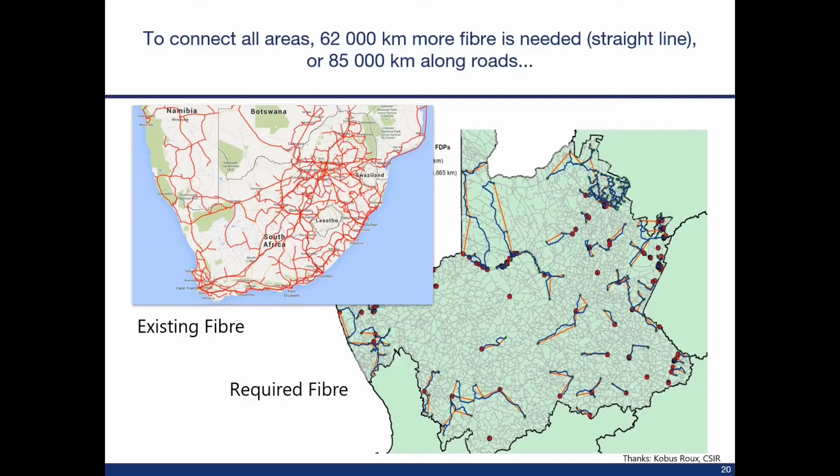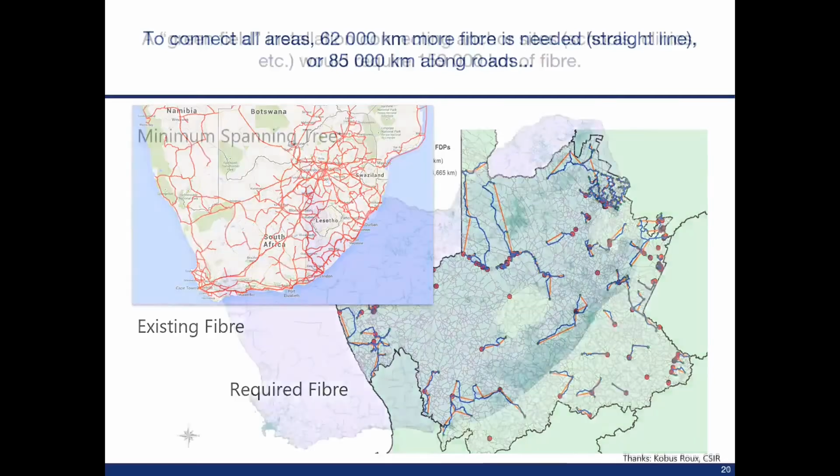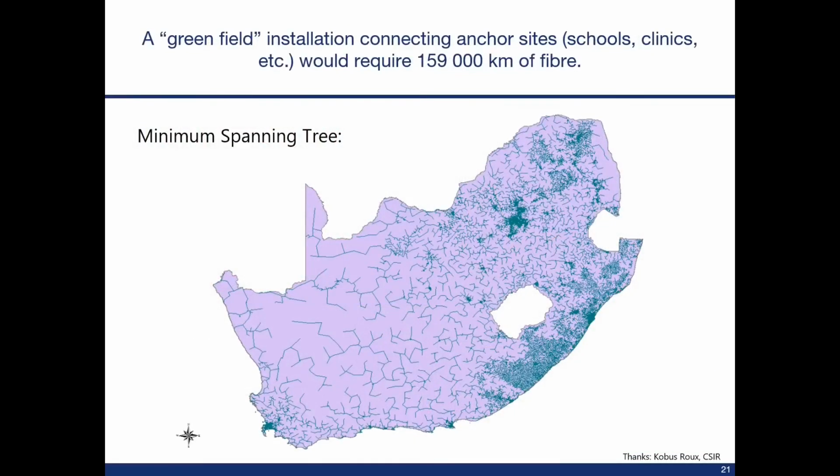Given that fiber costs on the order of $100 per meter to install, the cost is huge. If South Africa had no existing infrastructure, just for fun, a greenfield installation would require a minimum of 159,000 kilometers of fiber. This is obviously unrealistic, and the routing alone would destroy your connection latency, but it's still interesting.